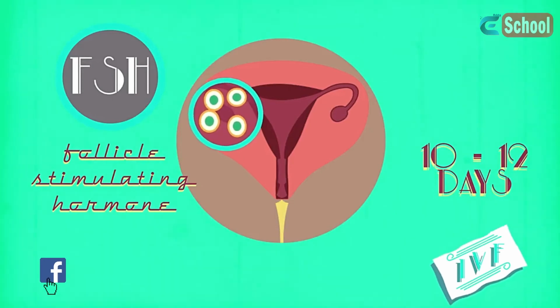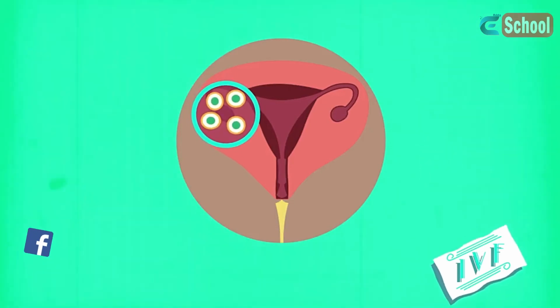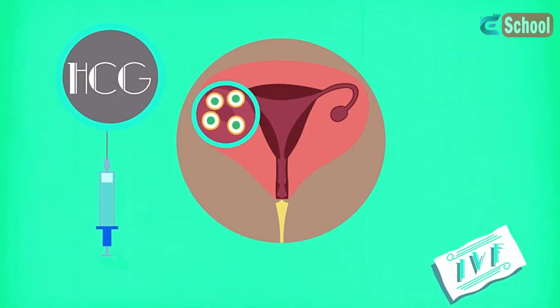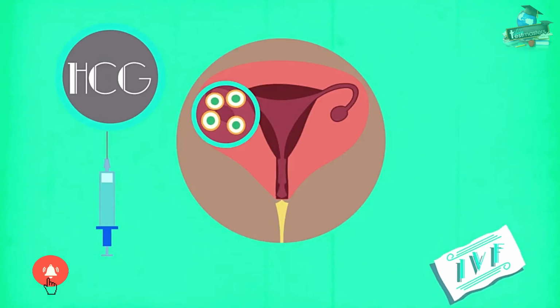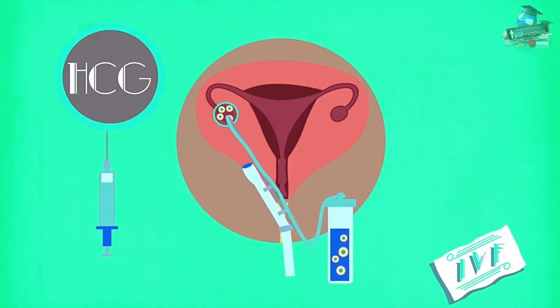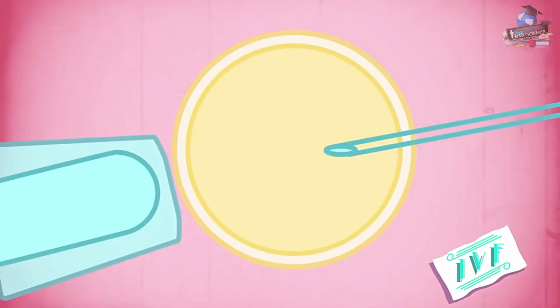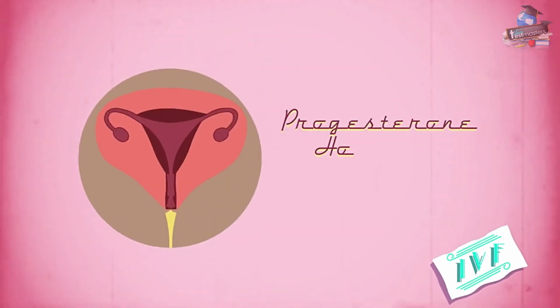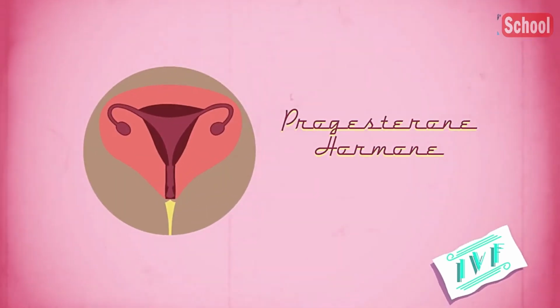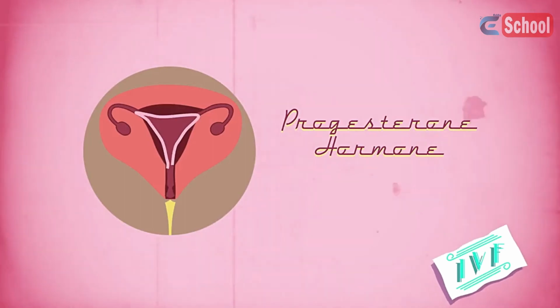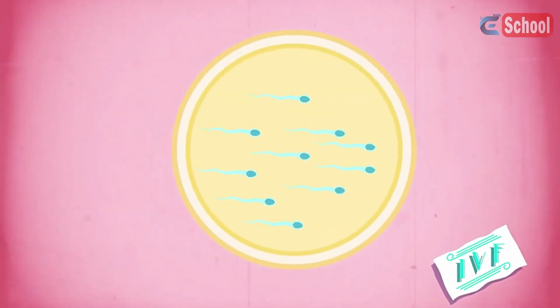Once enough eggs have been produced, another hormone called HCG is injected. This causes the eggs to mature so that they are ready to be released from the ovaries. The woman is sedated and a very small pipette is used to remove the eggs from the woman. The eggs are outside the body and ready for fertilization. With the eggs removed, the woman is now given progesterone hormones to prepare the lining of the uterus to receive the embryo. Now up steps the man.